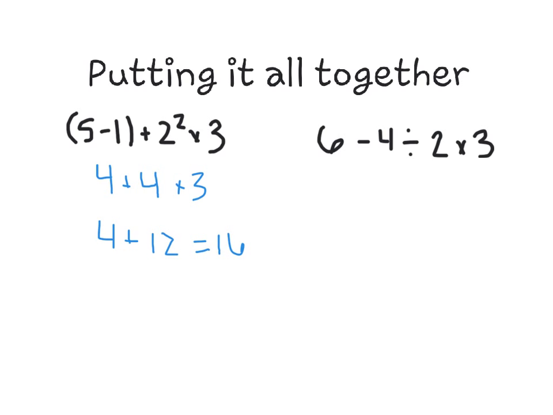and then adding those together, we'll get 16. Our next equation, we see both multiplication and division, so we start with those moving left to right. So 4 divided by 2 is 2, and then multiplying 2 times 3 equals 6. We then have to add that first 6 in, so 6 minus 6 equals 0.